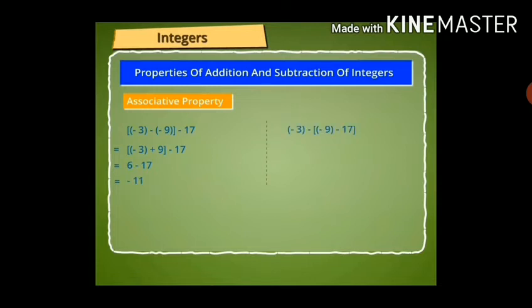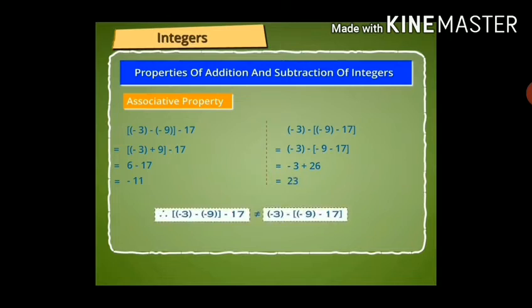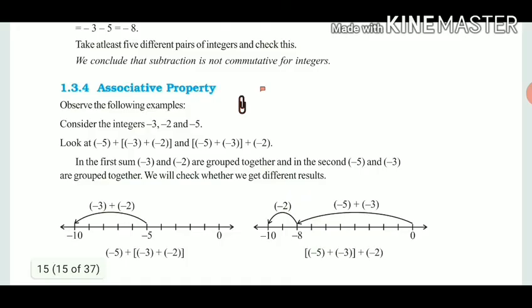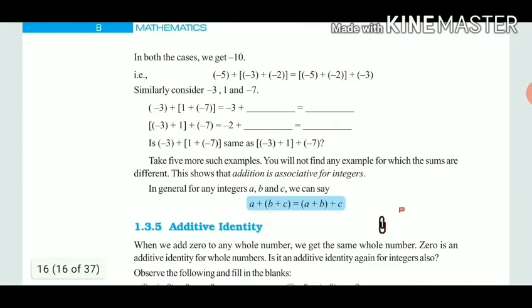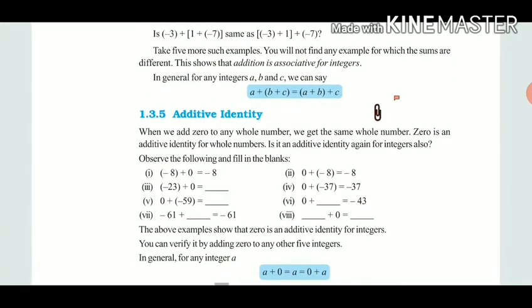On the right side we will take -9 and -17 in the square bracket. Now first we will solve the square bracket. Minus minus becomes plus, so it becomes -3 minus in square bracket -9 - 17. Minus minus is plus, so -3 + 26, that is equal to +23. So left hand side is not equal to the right hand side. So only addition is associative for the integers, not the subtraction. Now next property is the additive identity.